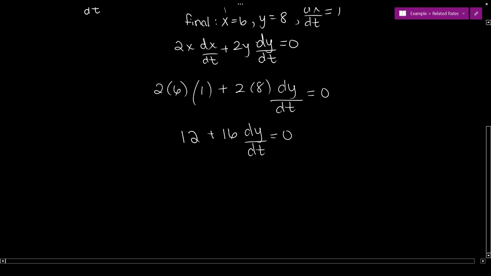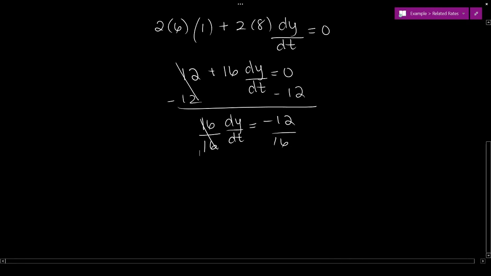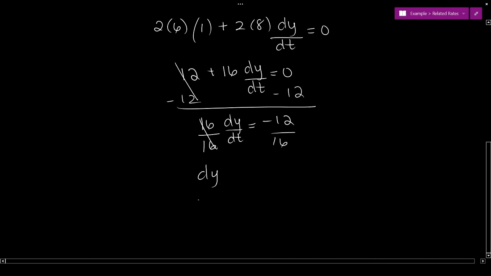Pretty simple from here. Let's just subtract 12 from both sides, get rid of that. And then we need to divide both sides by 16. And we've solved for dy/dt. Let's go ahead and reduce this. Negative 3/4. It makes sense that that's negative.